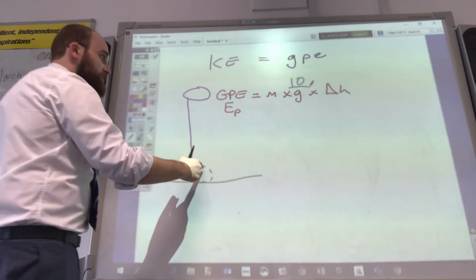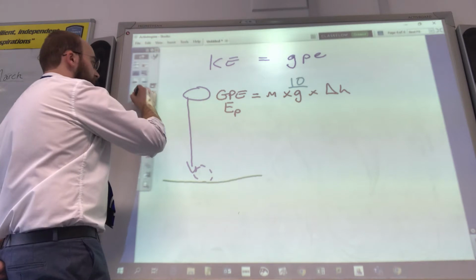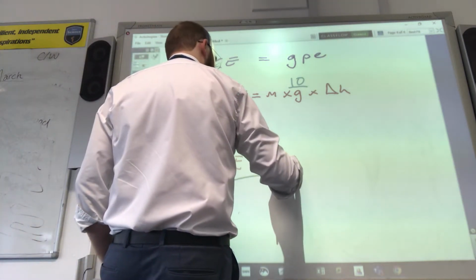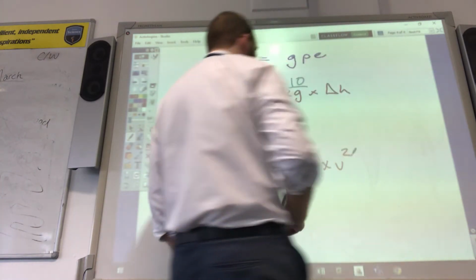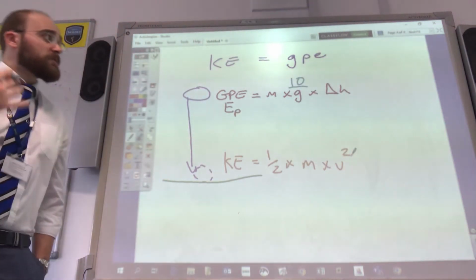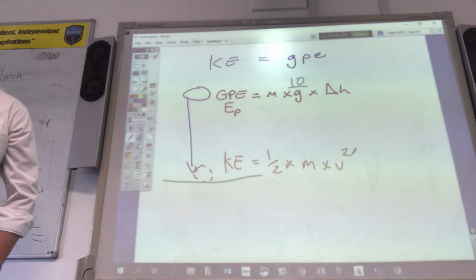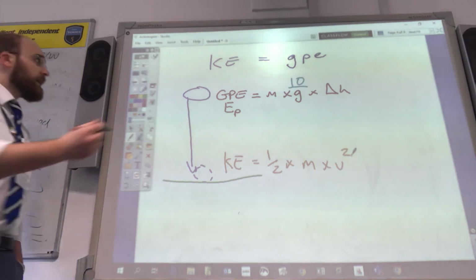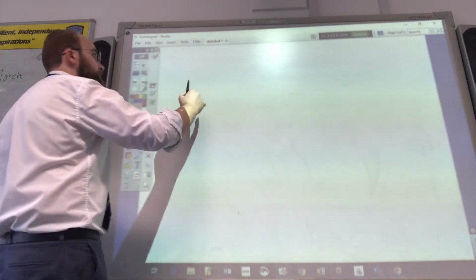When the kinetic energy store is full, all of this GPE will have been transferred to KE, to kinetic energy. The equation for that is 1/2 times the mass times the velocity squared. Which means you can have a question where you're not given the mass of an object, but it asks you to find the velocity of the object just before it falls, okay? And I'll show you something like that. Just let me think it through first, okay?